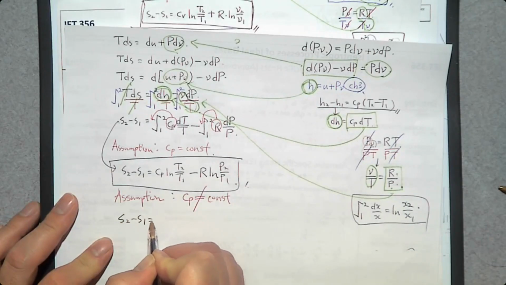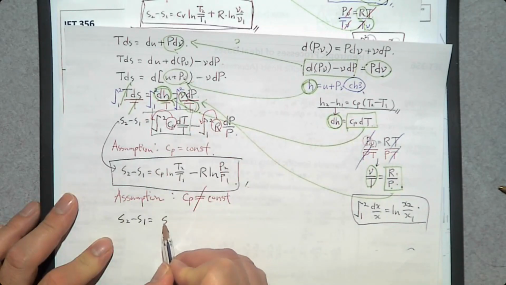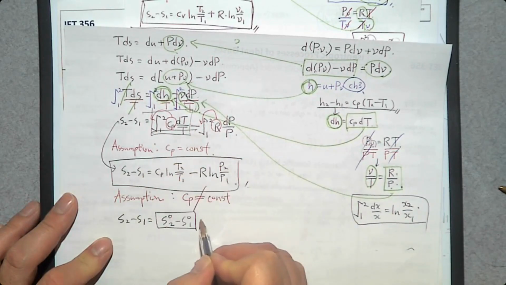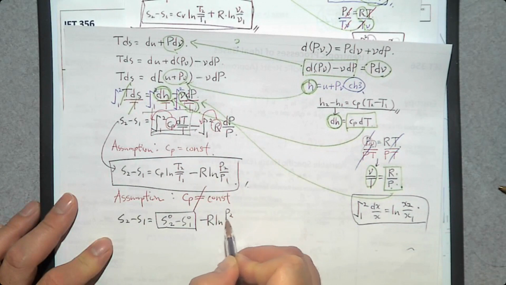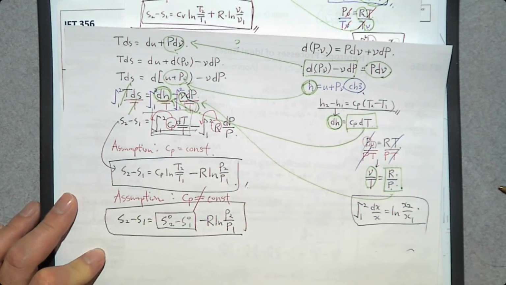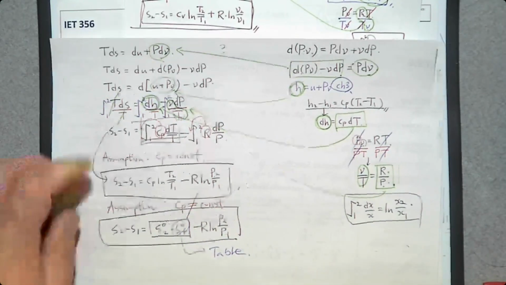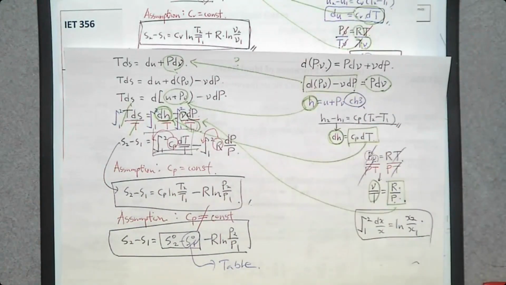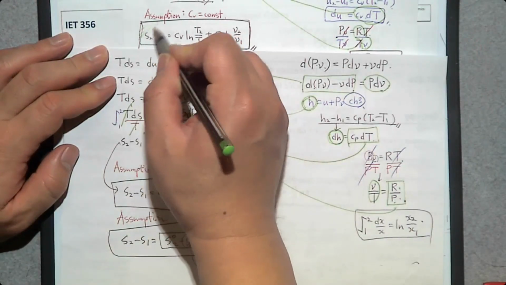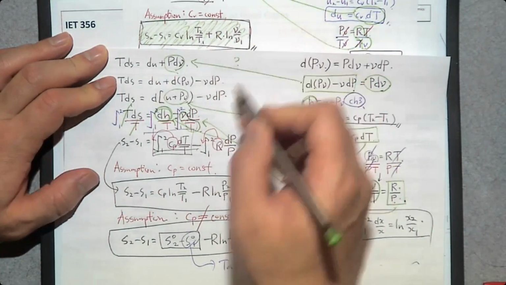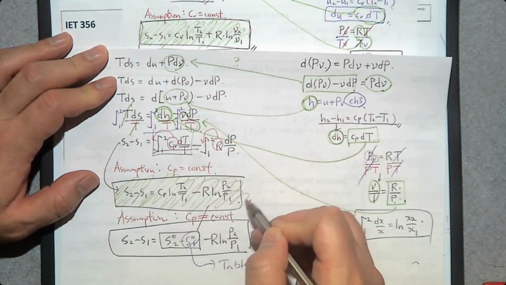S2 minus S1 is going to be, since we cannot solve this one, I'm going to say S degree 2 minus S degree 1, that represents this one, minus R natural log P2 over P1. Then where can we find this S degree? From a table. So there are three equations, 1, 2, 3. That's how we evaluate the change in specific entropy. This one, this one, and this one.